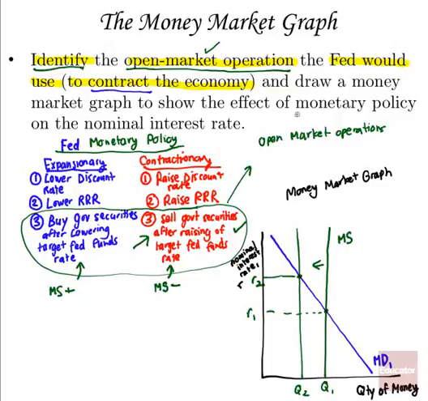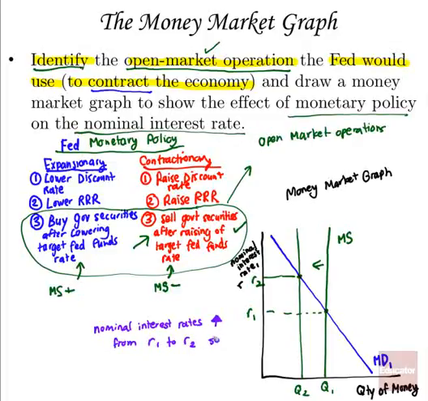So what is the effect of monetary policy on the nominal interest rate? The nominal interest rate increases from R1 to R2, so there is less quantity of money. So there's less. Makes sense.